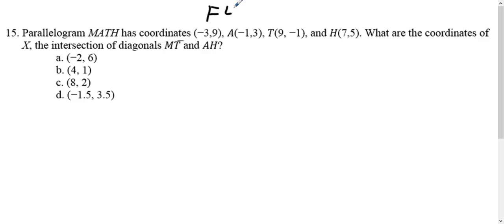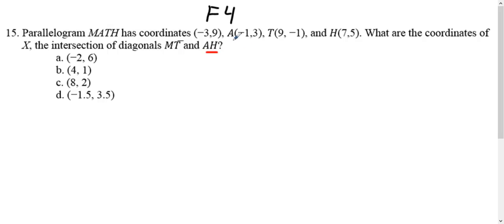This question comes from framework 4. Given the coordinates of the parallelogram, what are the coordinates of x, which is the intersection of the diagonals MT and AH? If it's a parallelogram, the diagonals bisect each other, which means they have the same midpoint.